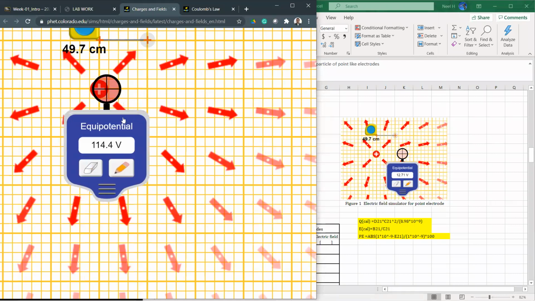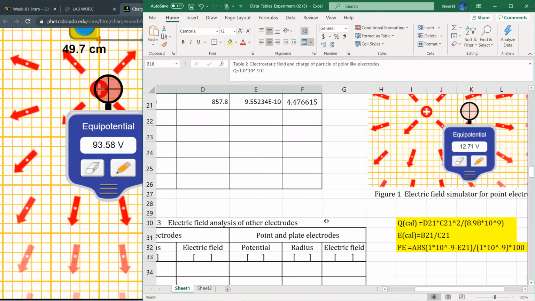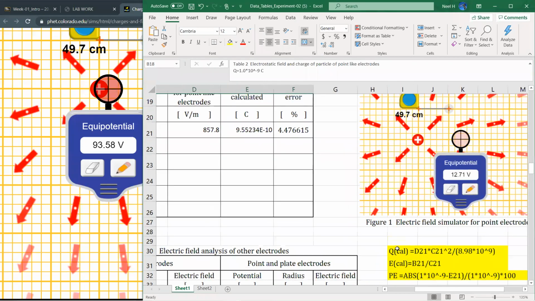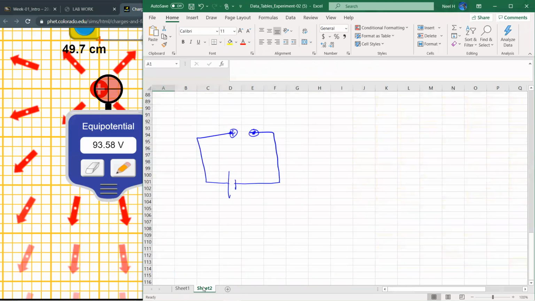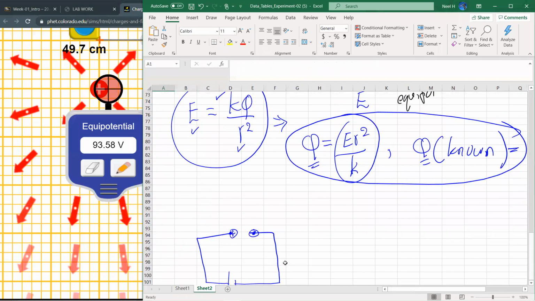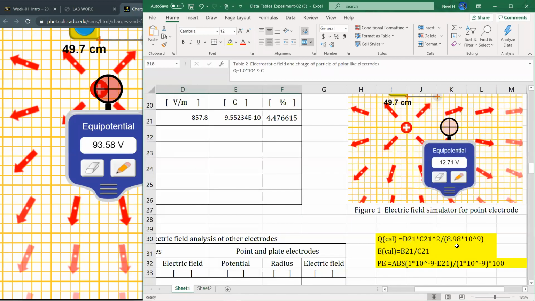Professor, how do you do the charge calculated formula? That's right here. Can you see that? Yeah, Q cal. That should be equal sign and then everything. Where did you get 8.98 times 10 to the 9? That's K, the Coulomb constant, which we wrote earlier in the Coulomb law. It's about 8.98 times 10 to the positive 9. Okay, thank you.